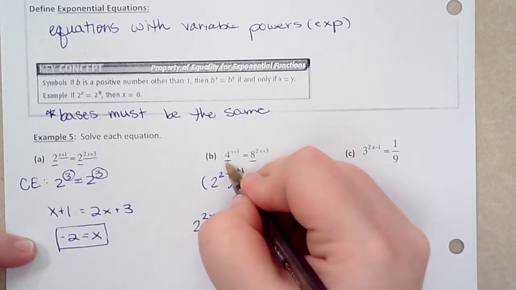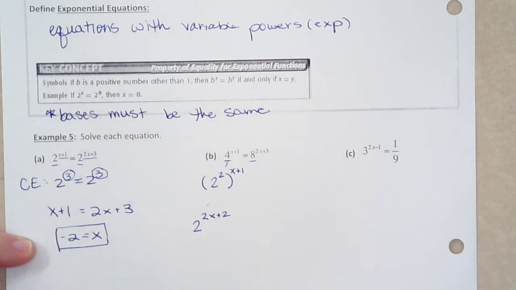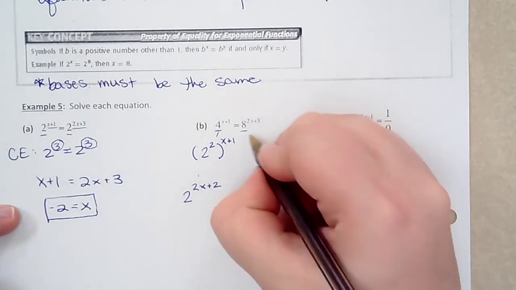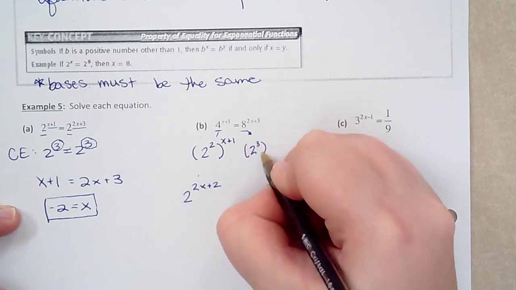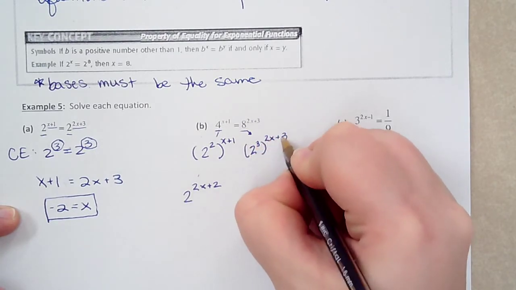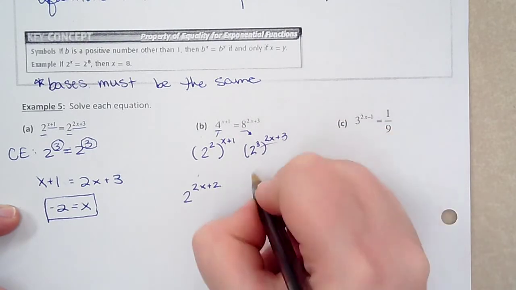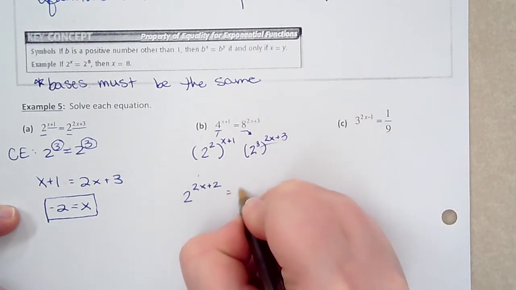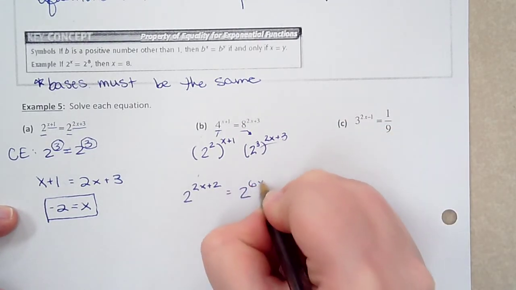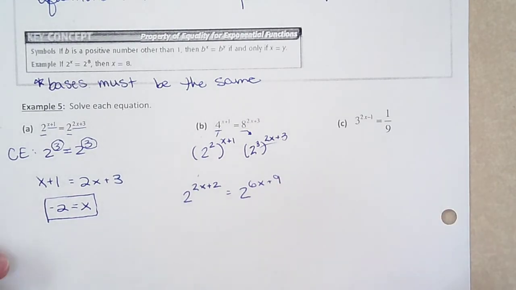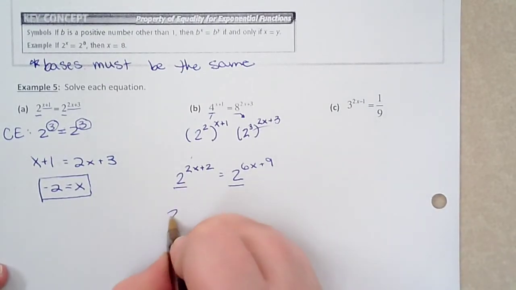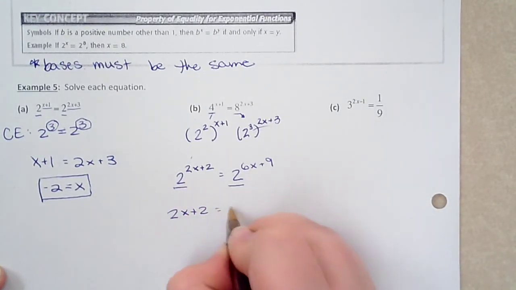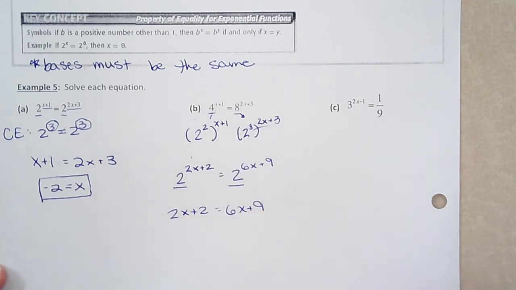And that makes this and this equivalent. Same thing with the 8. I can simplify this to 2 cubed raised to the 2x plus 3, and then simplify that exponent to equal 2 to the 6x plus 9, based on our exponent powers. Now that I have the same bases, I follow the same method I had before. I just say 2x plus 2 equals 6x plus 9.